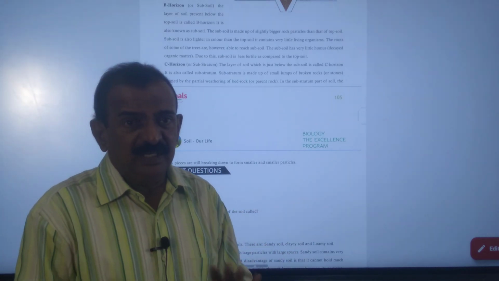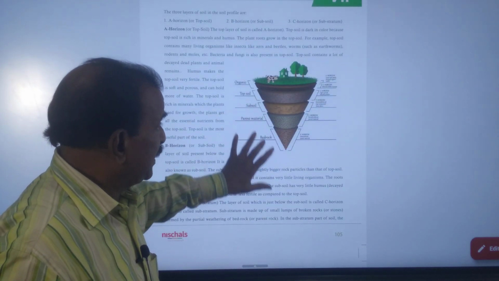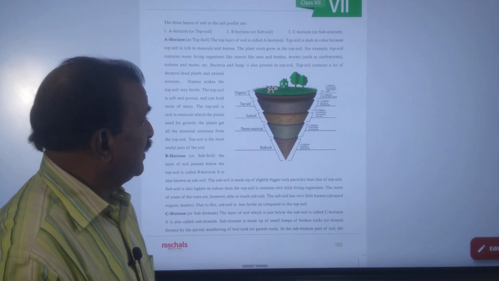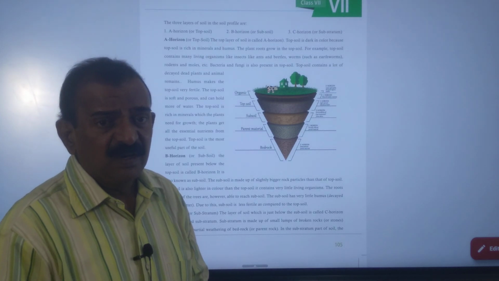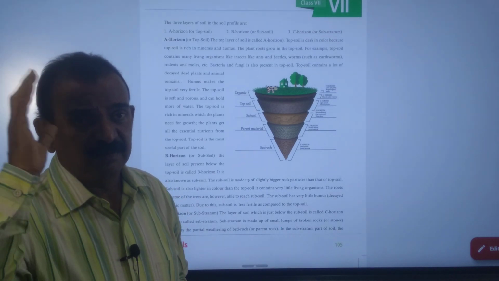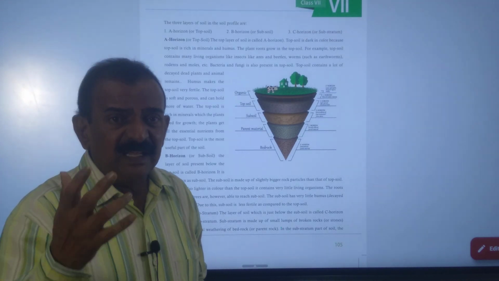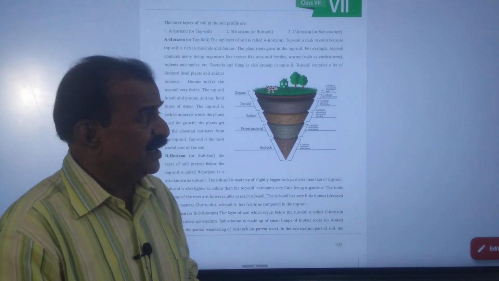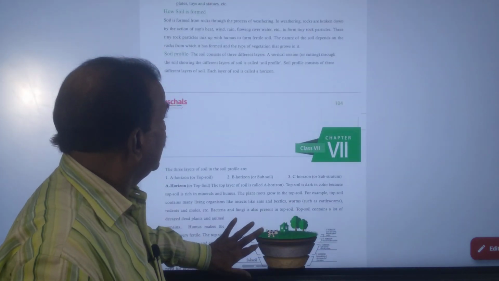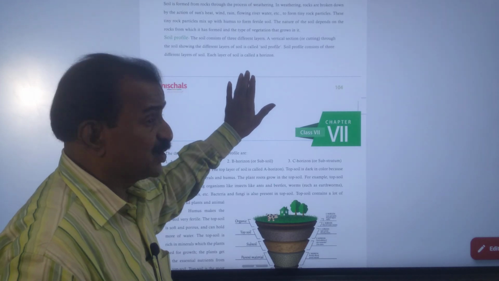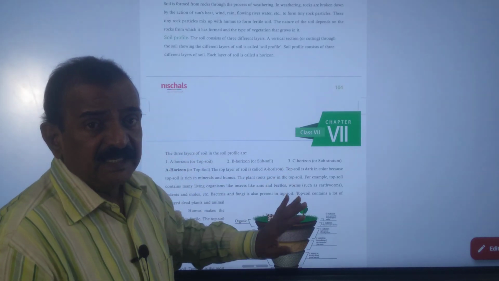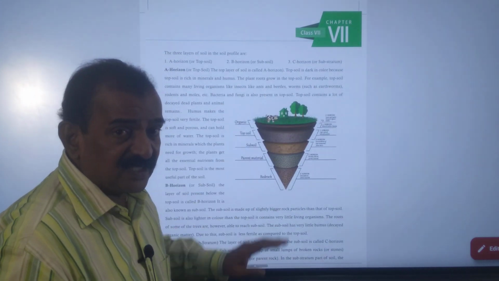Children, here in this diagram on page number 105, you are observing a diagram showing the soil profile. Each layer of the soil profile is called a horizon. Each layer of soil is called a horizon, and there are three types of horizons.